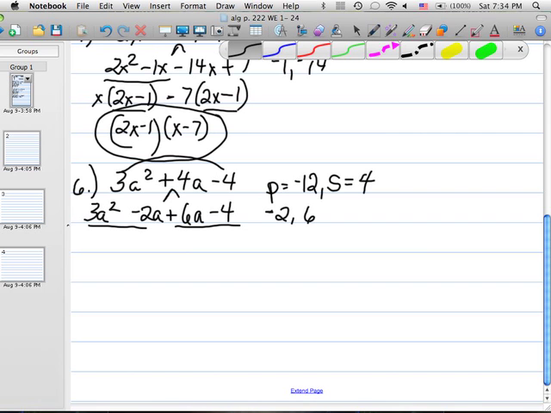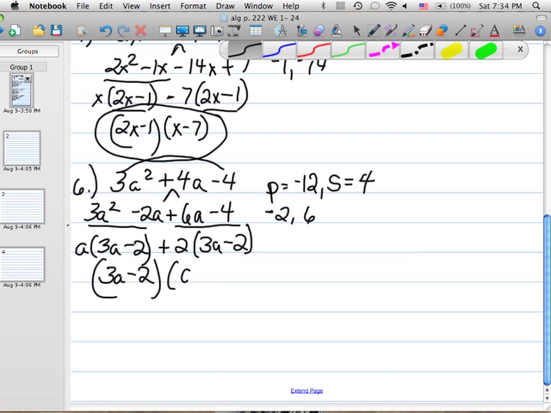Grouping, we can take out an a from the first pair. We get 3a minus 2. Checking the signs, positive, negative, positive, negative. We can take out a positive 2, and we get 3a minus 2. So our factors are 3a minus 2 and a plus 2.